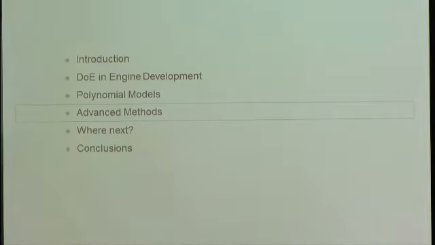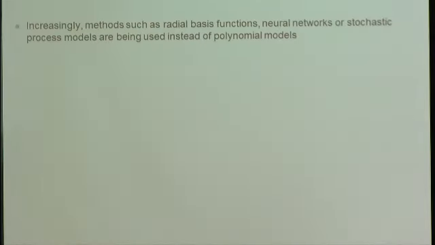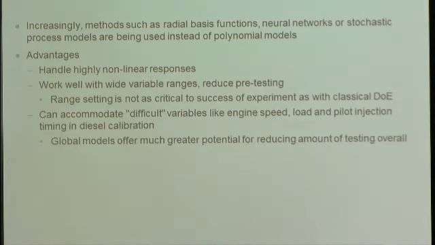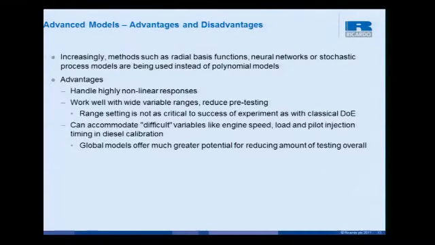Okay, so what are the alternatives? The main ones, radial basis functions, neural networks, and stochastic process models. And there are commercial tools available that will fit those types of models. They're much better for nonlinear responses than polynomials. It's easier to choose the ranges of variables because you can have wider ranges without it impacting model quality, and you can handle difficult variables, speed and load.